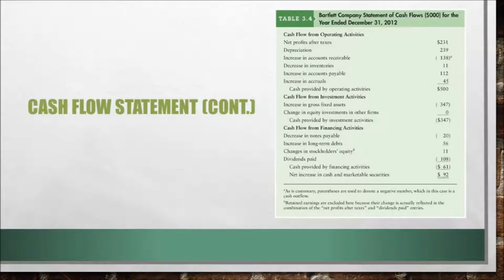And again, as you see in this slide, is an example of one, and in the bold you can see how it's broken up into three categories. The operating activities, which is the profits after tax, increase in accounts receivable, decrease in inventories, and accounts payable, like I said earlier. And then the cash flow from investment activities is anything with increase in gross fixed assets, change in equity investments in other firms. And then cash flow from financing activities, that's decrease in notes payable, increase in long-term debts, changes in stockholders' equity. And if you just look at it, you can see how it's broken down in the chart.